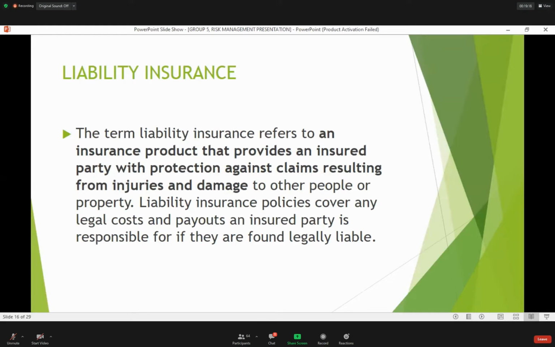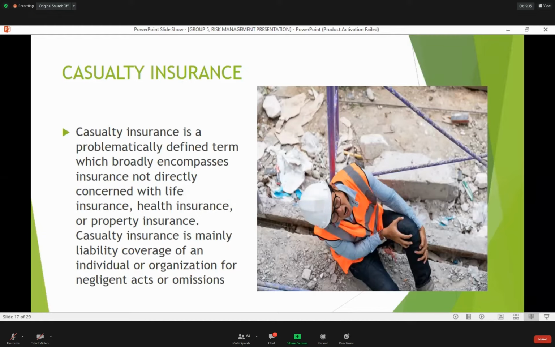And we have the casualty insurance, and we said it's a problematically defined term which broadly encompasses insurance not directly concerned with life insurance. So with the casualty insurance, it's not directly concerned with life, it's not directly with health, and it's also not directly concerned with property insurance, but it's for an individual or an organization.